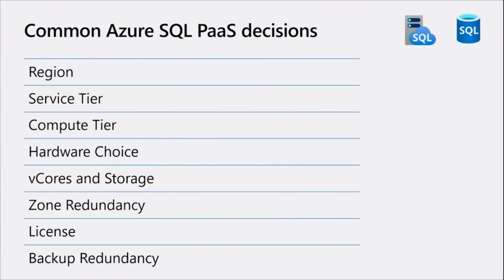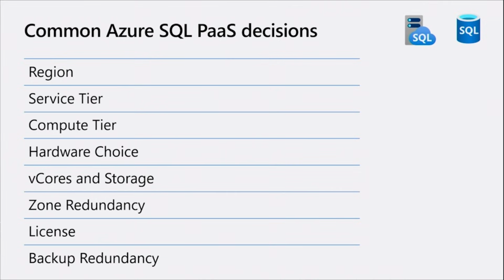And so this is where things start to go off the rails really quick, because you can get really mired down in the details of thinking about things like, what region do I need to be in? What's my service tier? What is a service tier anyways? What's my compute tier? What generation of hardware do I actually need? How many vCores do I actually need, right? Do I need zone redundancy? What's my licensing cost? This is where things just go south really quick, honestly, when you're trying to pick your options. So I want to simplify this as much as possible.